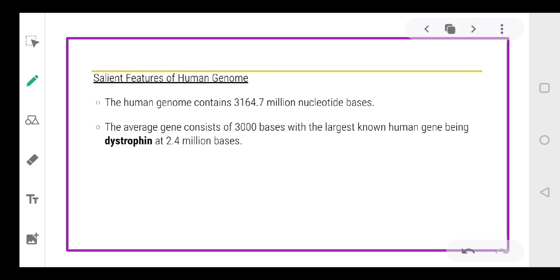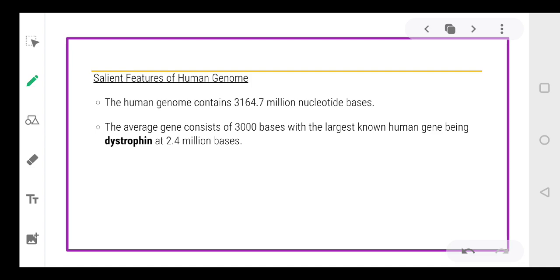So what are the salient features of the human genome? Now, when we conducted this experiment, when we launched this project, what were the outcomes? What did we come to know about it? It is considered to be a very important project, and it led to the discovery of a large number of facts.